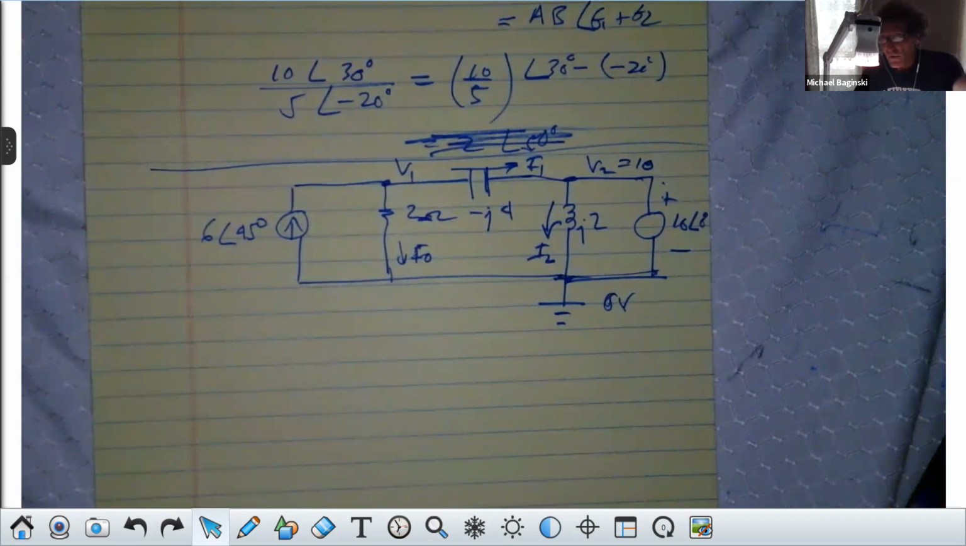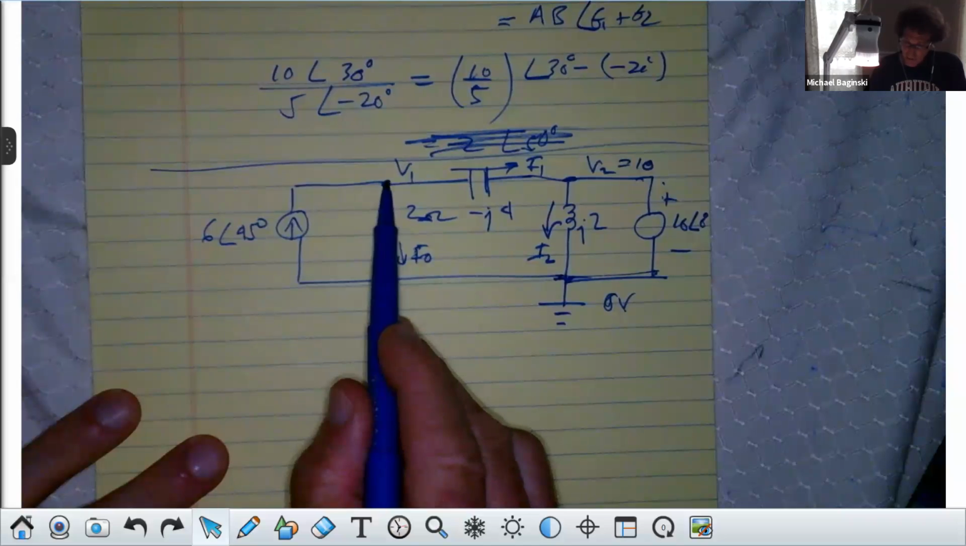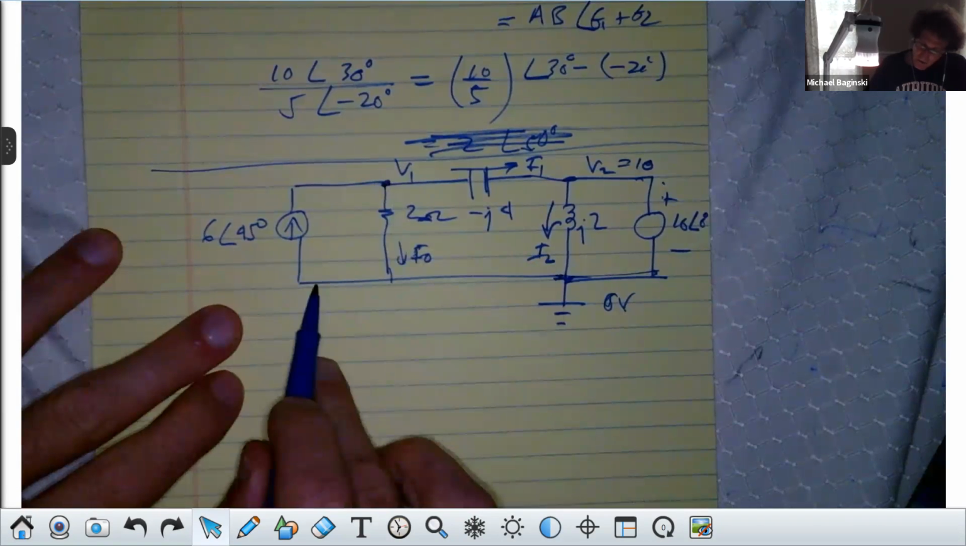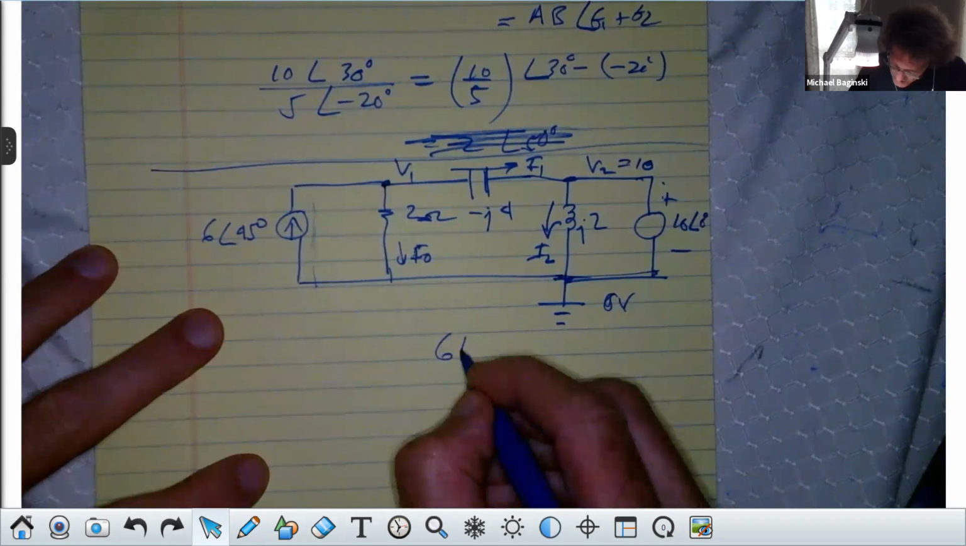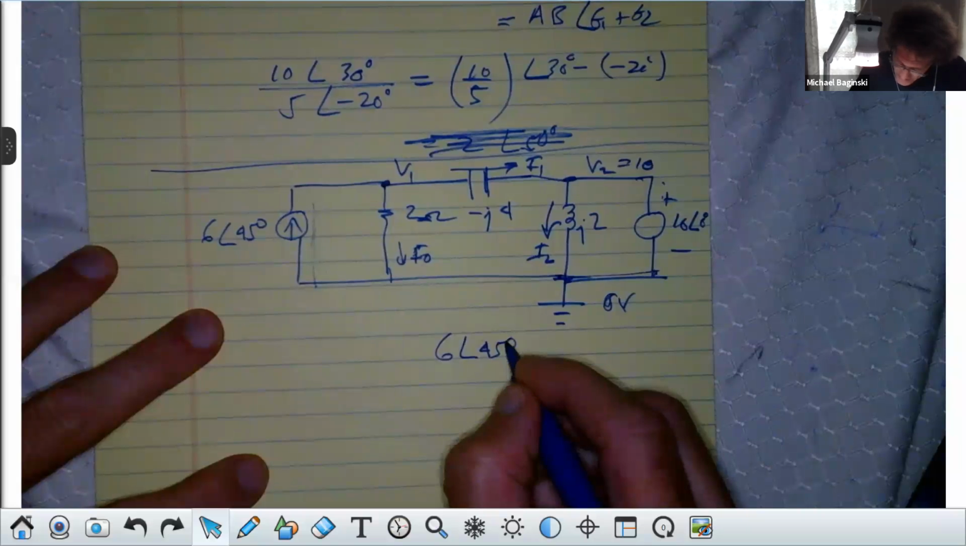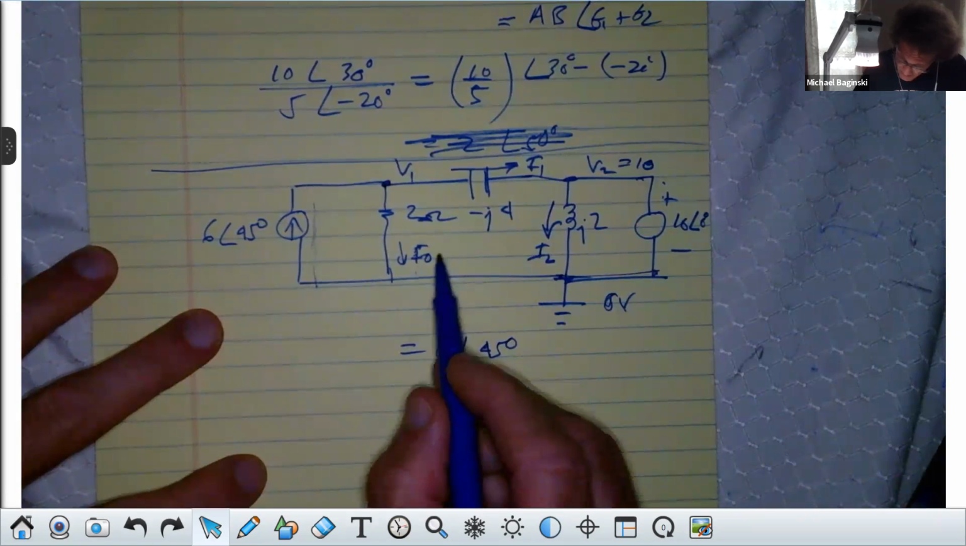All right, I'm going to write one equation with one unknown, V1 ultimately, based on node 1 here. And when I look at that, I'm going to say the currents going into it are just 6 at 45. I'll put those on the right because I know that's going to be a known, right? And that's amps. And then the unknown currents are I0 and I1.